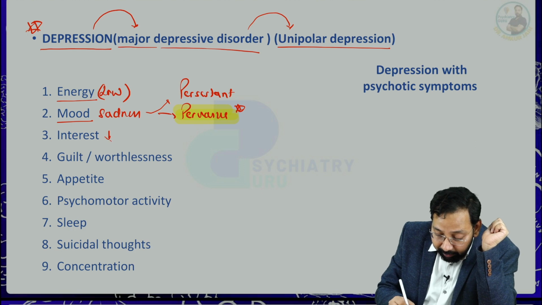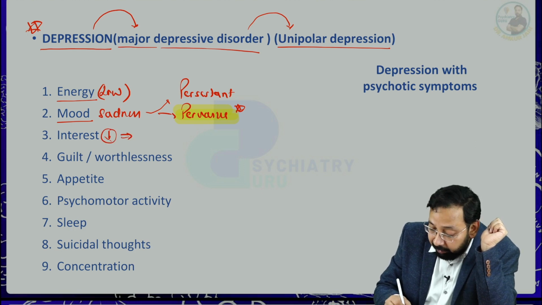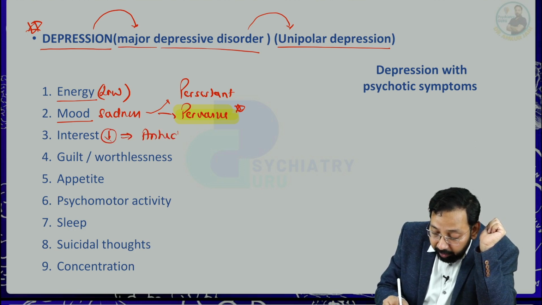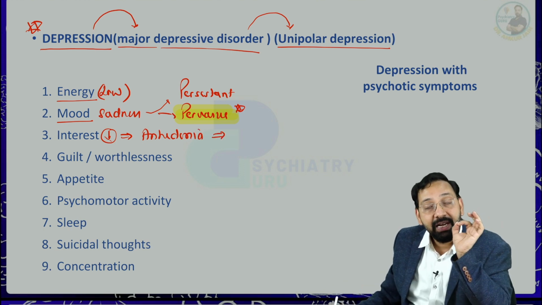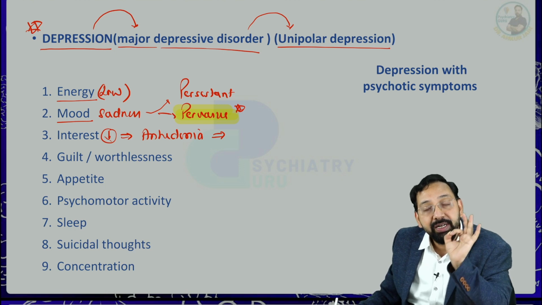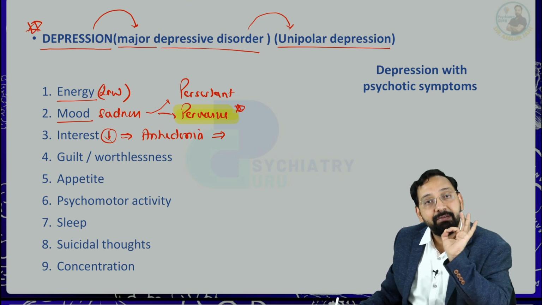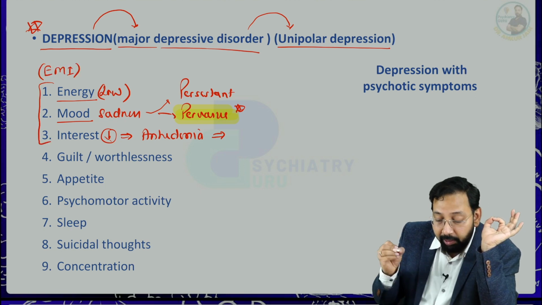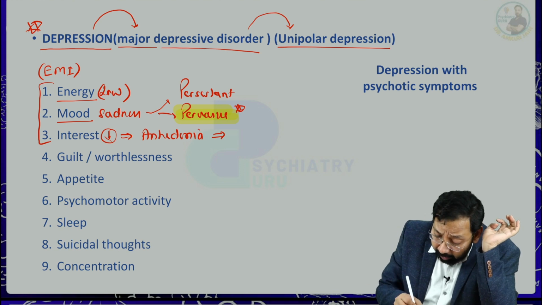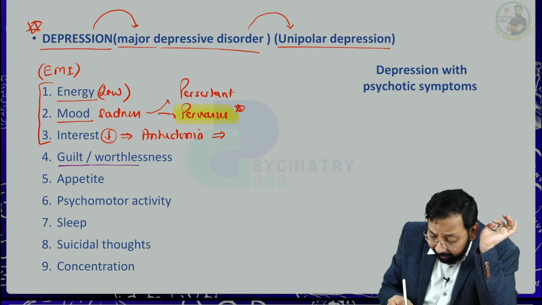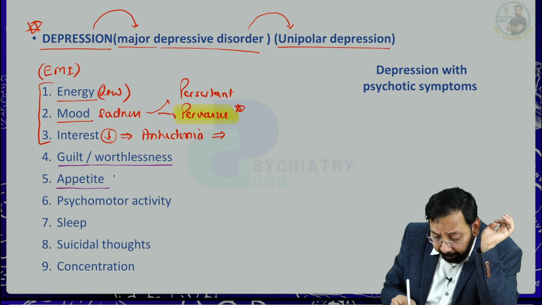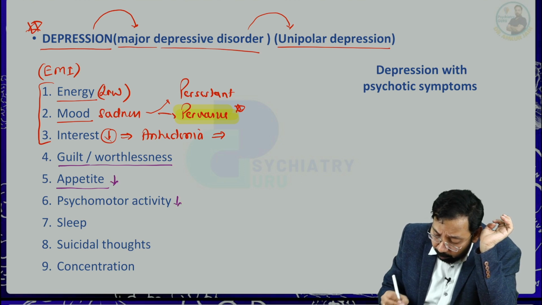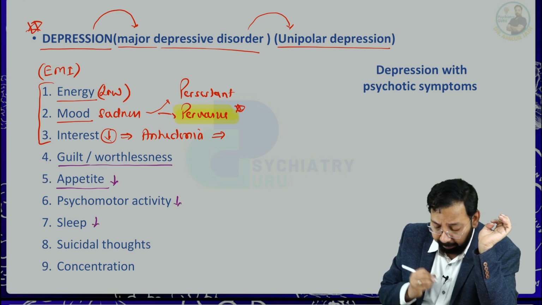Decreased interest, and there is anhedonia. You all know, loss of pleasure in previously pleasurable activity. Anhedonia is also included in negative symptoms of schizophrenia. We have discussed it. So mnemonic is EMI. Now other symptoms: guilt, worthlessness, decreased appetite, decreased psychomotor activity, decreased sleep.